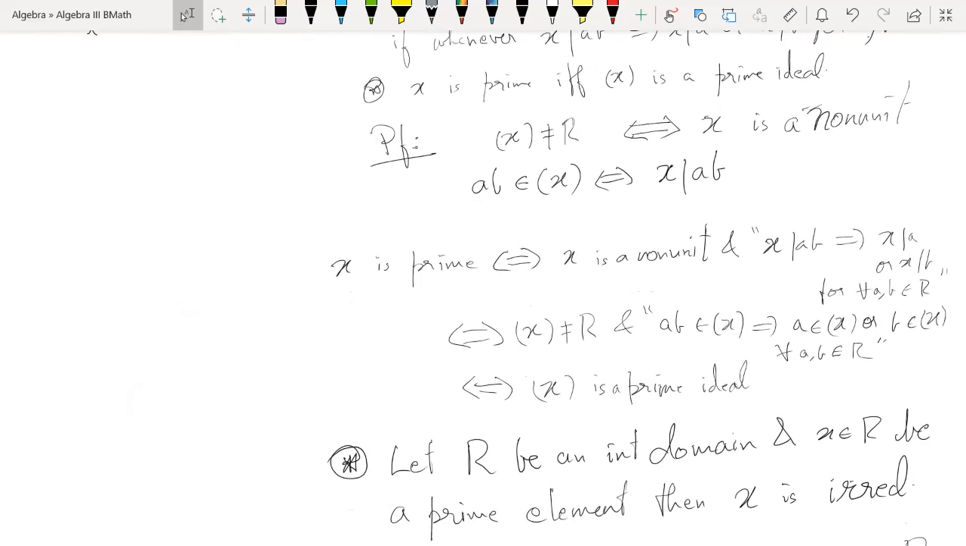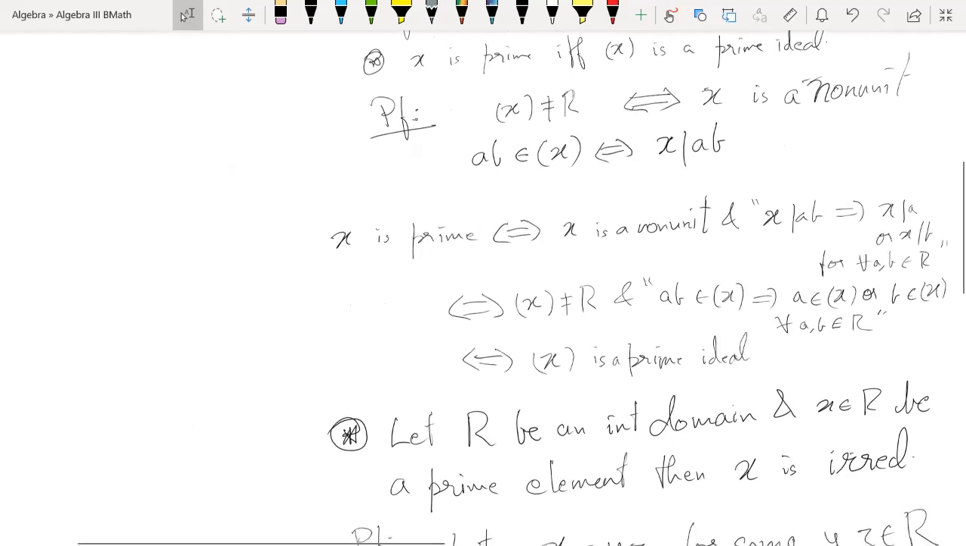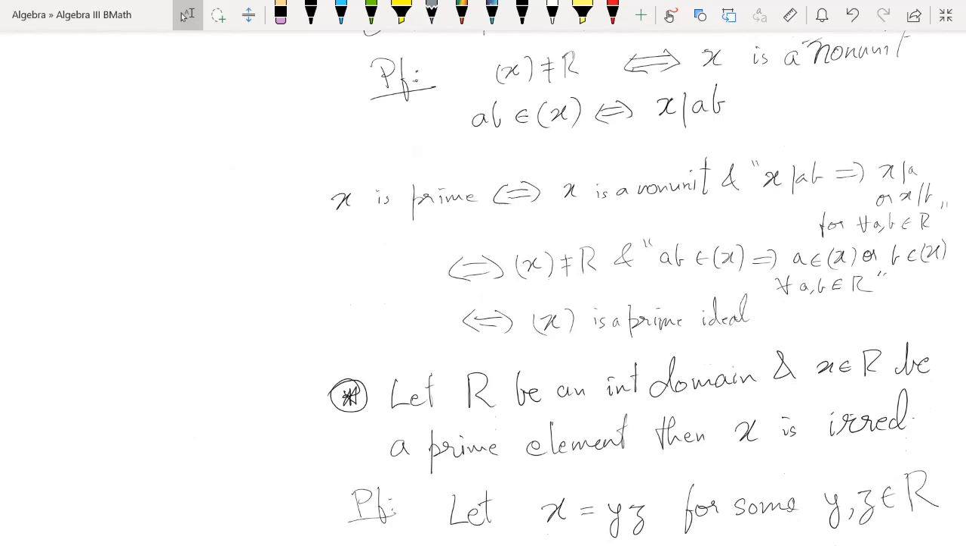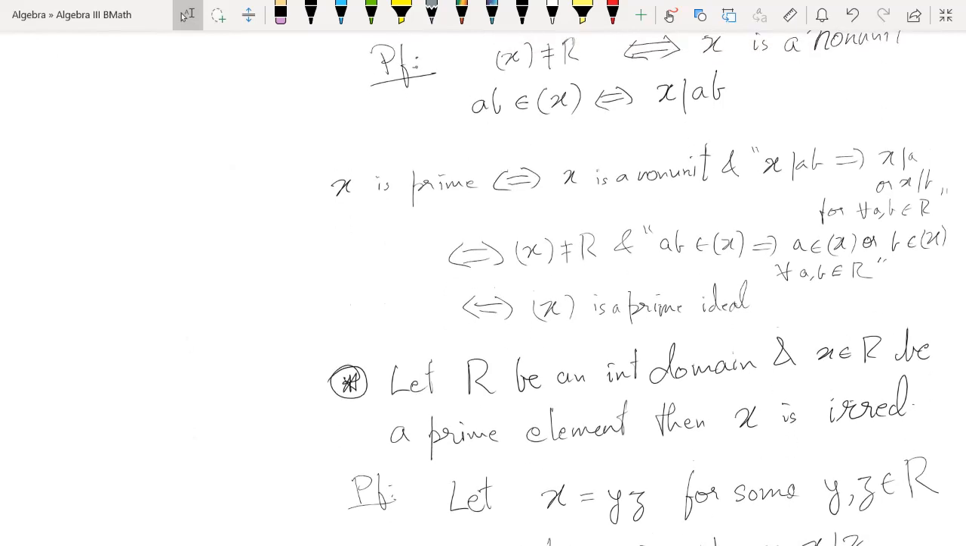Now I'm telling you that prime elements are always irreducible. So if R is an integral domain and X belongs to R is a prime element, then X is always irreducible. The converse is not always true, but we'll see that it is true for PIDs. But let's see this direction first. A prime element is always an irreducible element. So we are given X is prime, and we want to show that X is irreducible. So X equals Y times Z for some Y and Z in R.